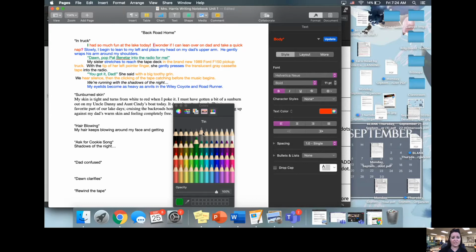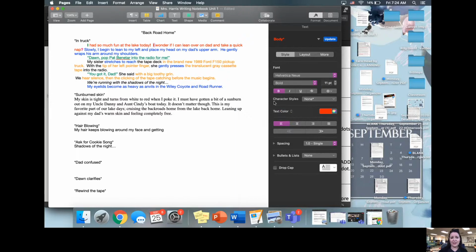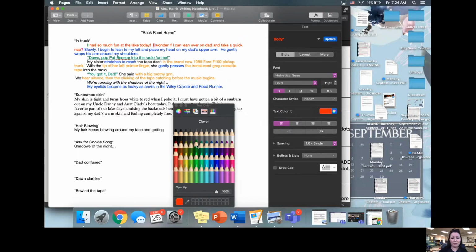And notice I'm just changing the text color, and my reason for that is that, you know, sometimes it can be tricky to find the highlighting or whatever, and right now on my computer, that's kind of my trouble, and so I'm working beyond it, and I'm not gonna get stuck on, hey, I can't highlight right now. So I'm just changing the color of the letters, which works for me. All right, so my next sentence. Slowly, I began to lean to my left and place my head on my dad's upper arm. Okay, so does that sentence make sense? Yes.